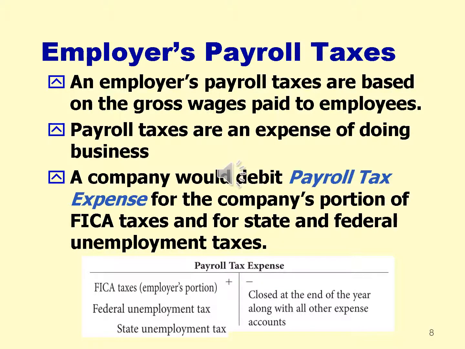So, the employer's payroll tax expense is based on the gross wages paid to employees. These taxes are an expense of doing business, and the company would record them as shown below in the T-account illustration. We will look at an example of a journal entry to record employer's payroll tax expense at the end of this PowerPoint. You may want to pause here on this slide and have a closer look at the debits and credits required for payroll tax expense.